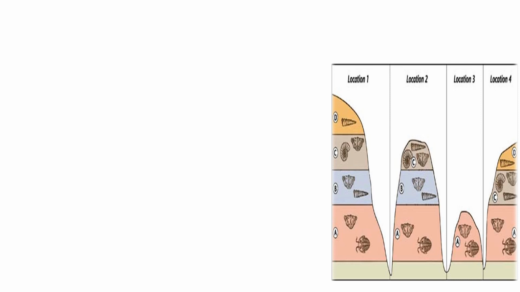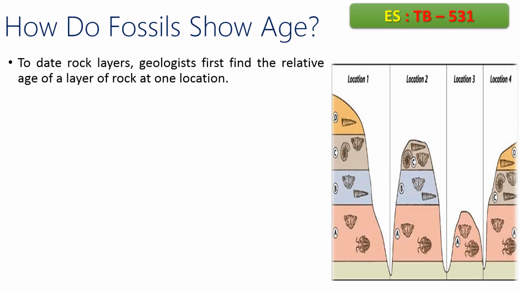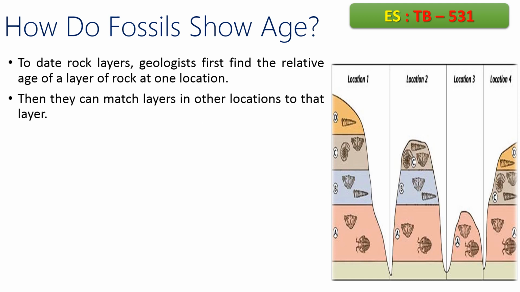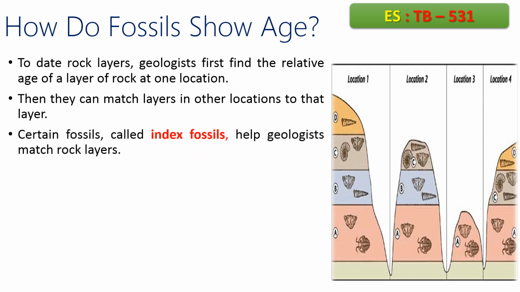How do fossils show age? To date rock layers, geologists first find the relative age of a layer of rock at one location. Then they can match layers in other locations to that layer. Certain fossils called index fossils help geologists match rock layers.